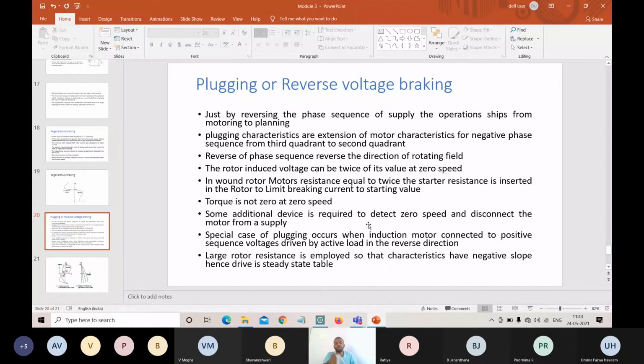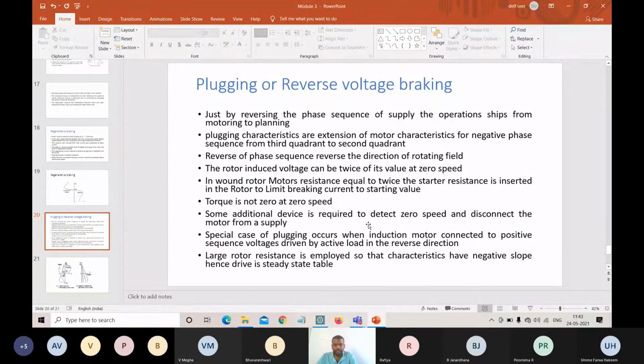So with respect to the supply terminals, we are just replacing the phase sequences. By reversing the phase sequence, what happens? The rotation of the motor reverses. If it is rotating in the clockwise direction, it changes its direction to anti-clockwise, or if it is rotating in the anti-clockwise direction, it changes the rotation to clockwise.